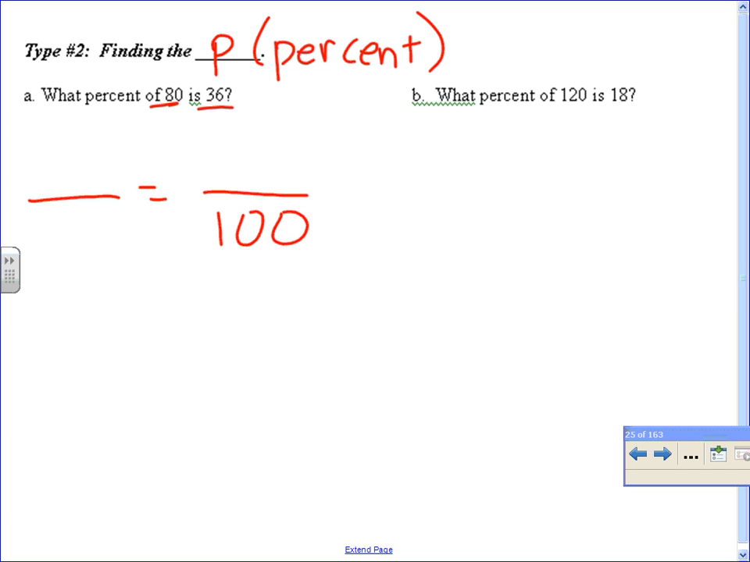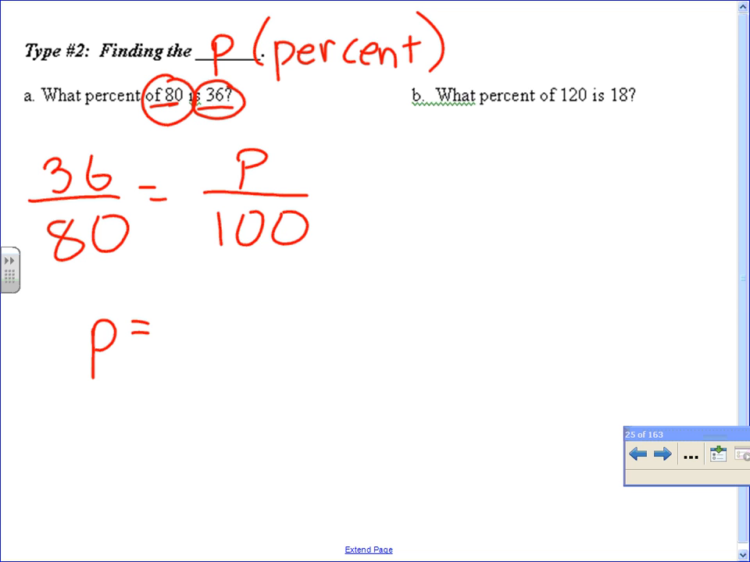Based on the is over of, you know right off the bat, 36 is the part, 80 is the whole, because it's always is over of equals percent over 100. Same thing as saying part over whole equals percent over 100. So either way is fine. You guys with me? So do your cross product, solve. What is the percent? And you don't have to convert anything. It comes up right away for you. Emma M? Good, 45%. Emma M, how could you check that to make sure you're not going crazy?